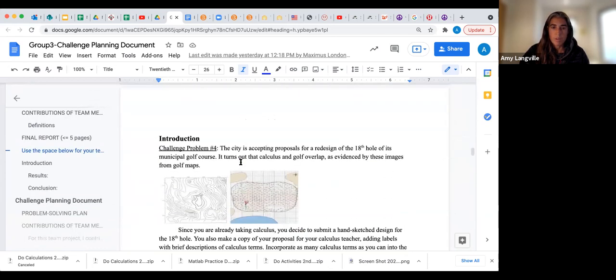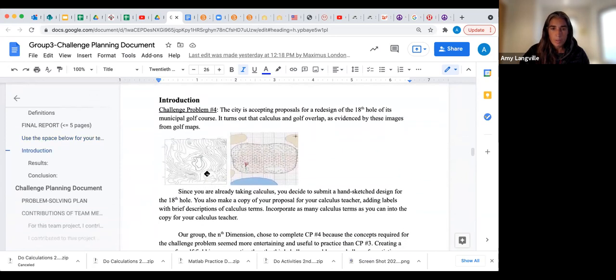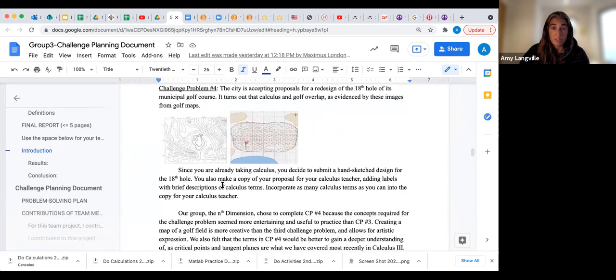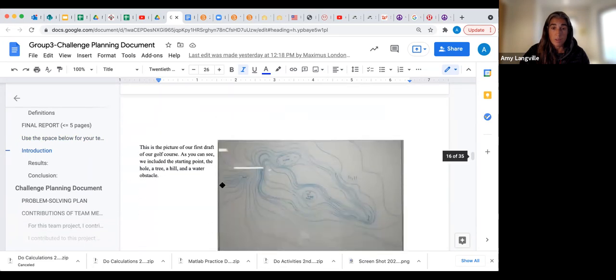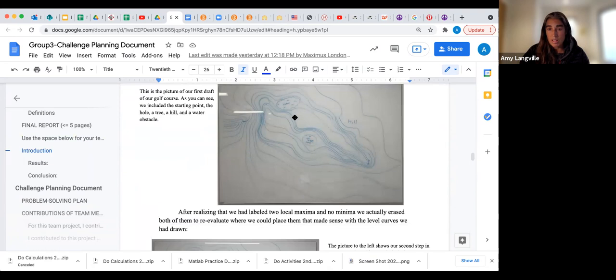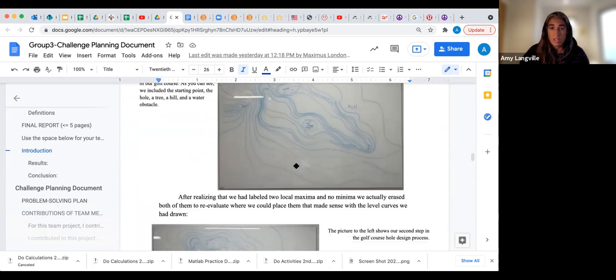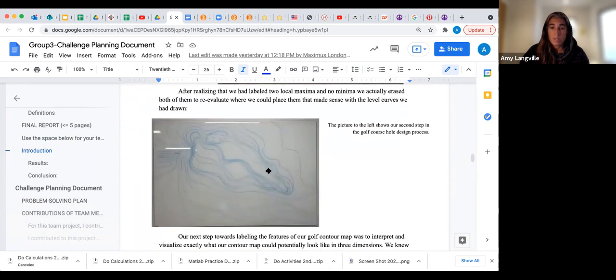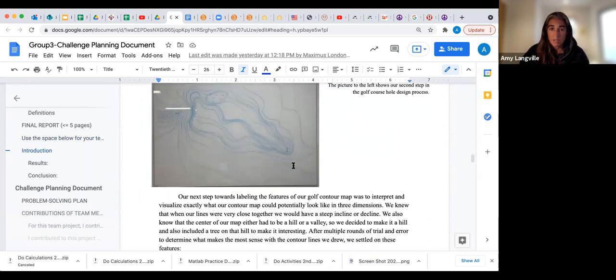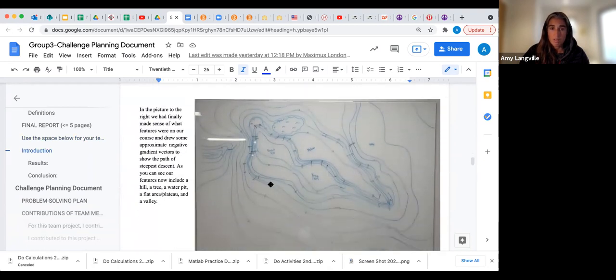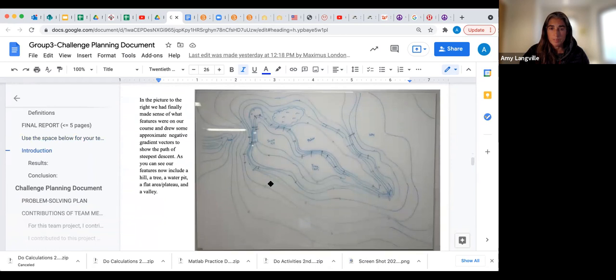Okay, here's the final report. They all got together, used a whiteboard in the physics department, and came up with several different designs before they got what they wanted. Beautiful drawings here, and they add a few features to the golf course. Then they start thinking about all the terms. Second, they tried another golf course design. I think this is the final one they had.